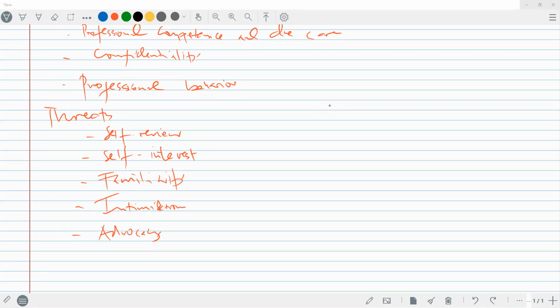Self-interest is a conflict that arises because of a financial interest you have in the company. Maybe the company gives you too much fee, to an extent that you fear losing them. You don't want to give a bad opinion on this particular company.